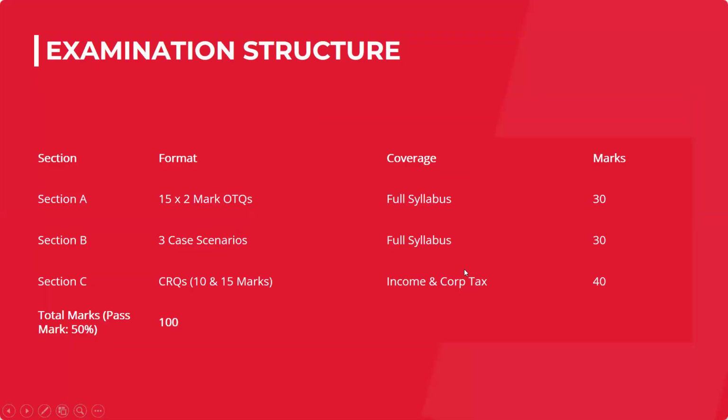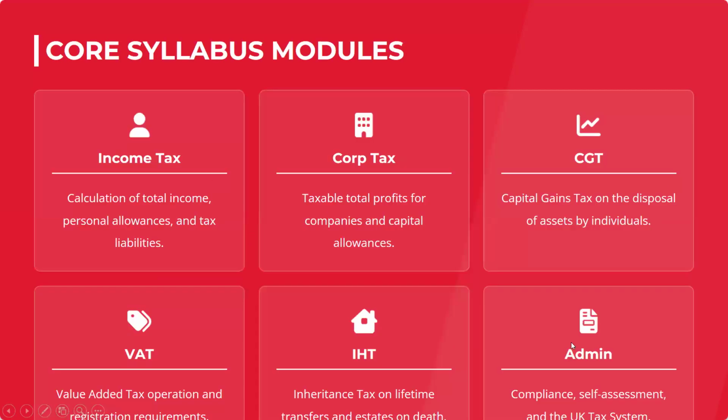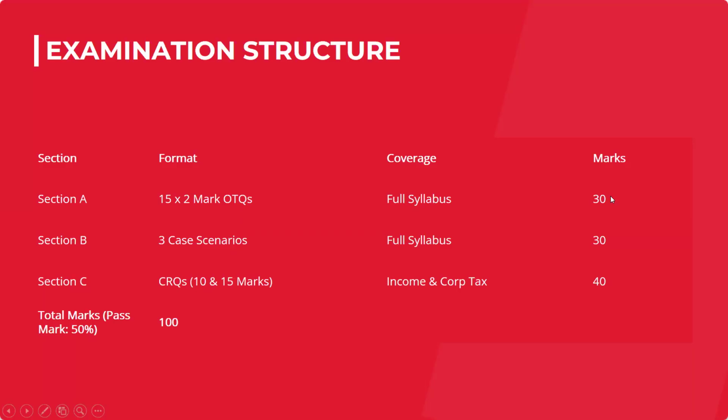Moving forward, this is the examination structure. Your exam consists of 100 marks, right? And those who have sat the skills examinations must know the format for all the exams. So section A constitutes 15 OTQs. These are your objective test questions that can come up in any style, and it covers the full syllabus. So the six areas that I've shown you, OTQs can come from anywhere. There is no choice. So 30 marks are covered like that.